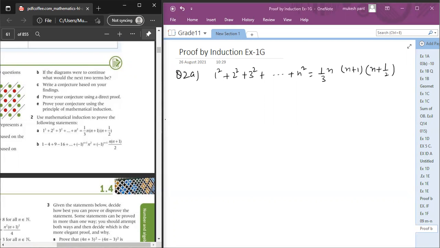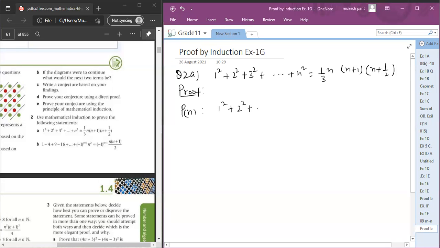So how do we use the induction method to prove this one? First of all, whatever statement is given, that is Pn. The statement itself is Pn. This statement is the Pn.